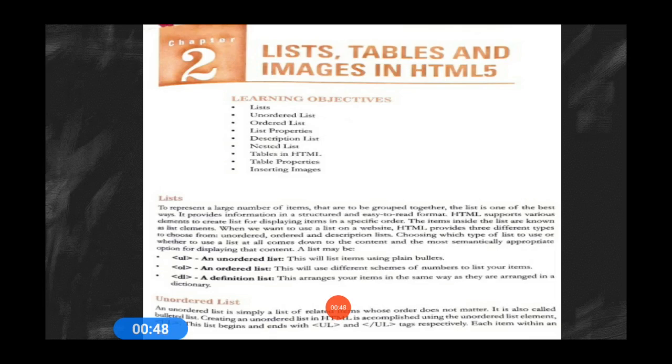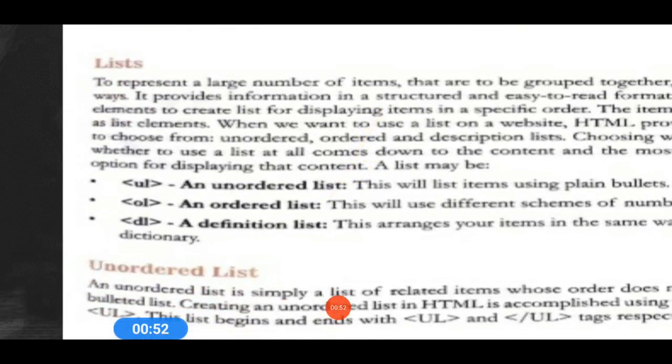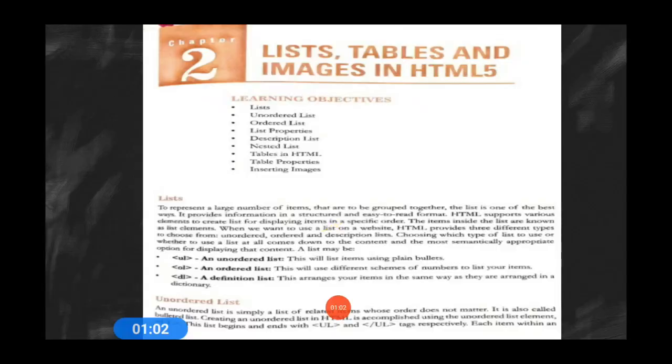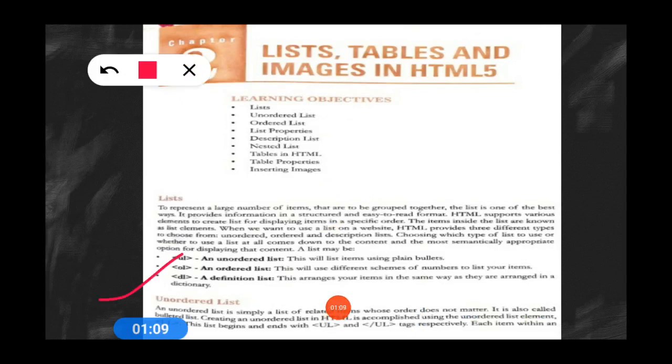Here you can see three types of list: unordered list, ordered list, and definition list. So in this chapter we are going to learn about these three types of list. First one is the unordered list.